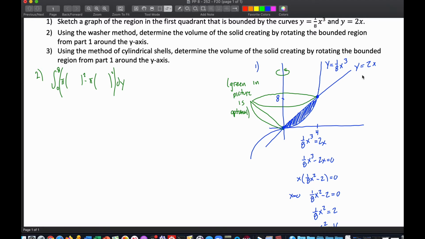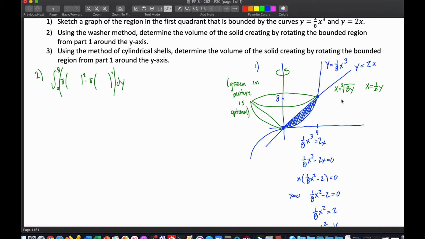Right now they're solved for y, so I could solve these two curves for x. For this first one, if I first multiply both sides of the equation by 8, I'll have 8y equals x cubed. And then if I take the cube root of both sides of the equation, I'll have just x is equal to the cube root of 8y. And over here, if I solve y equals 1/2 x for x, I multiply both sides of the equation by 2 and get that x is equal to 2y.